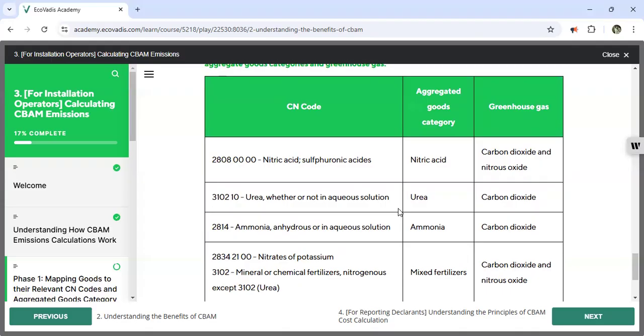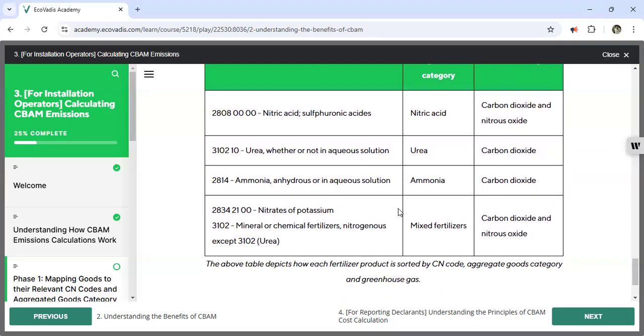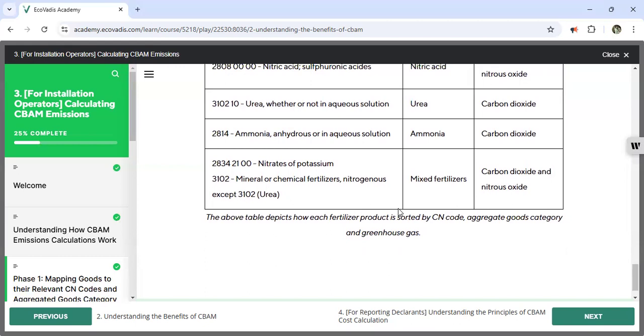28080000. Nitric acid. Sulfonitric acids. Nitric acid. Carbon dioxide and nitrous oxide. 310210. Urea, whether or not in aqueous solution. Urea. Carbon dioxide. 2814. Ammonia, anhydrous or in aqueous solution. Ammonia. Carbon dioxide.